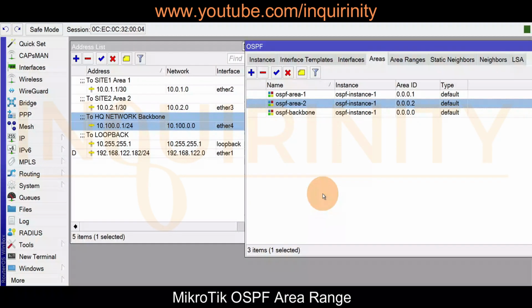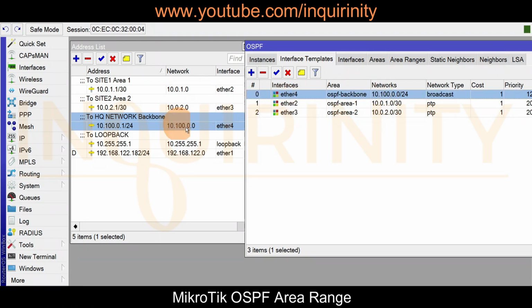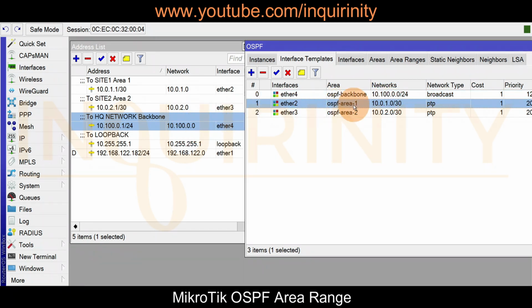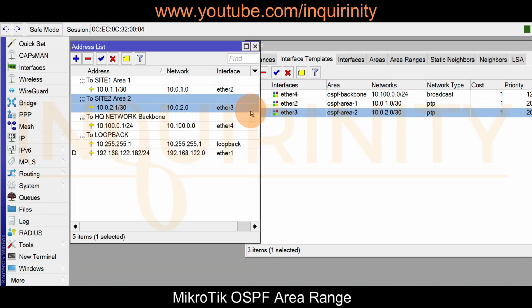Now for our interface templates. The comment also determines the area. For instance, for our backbone, that will be ether4, so this should be the network 10.100.0.0/24. For OSPF area 1, that will be ether2, so site 1 area 1. The network will be 10.0.1.0/30. And finally, for our OSPF area 2, site 2 on ether3, and we have the network 10.0.2.0/30.